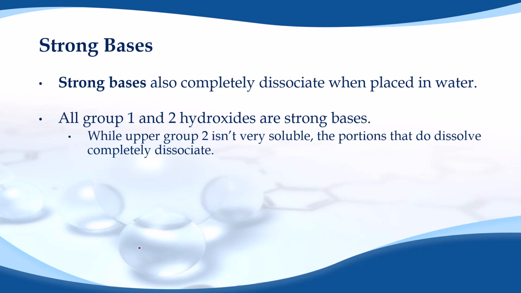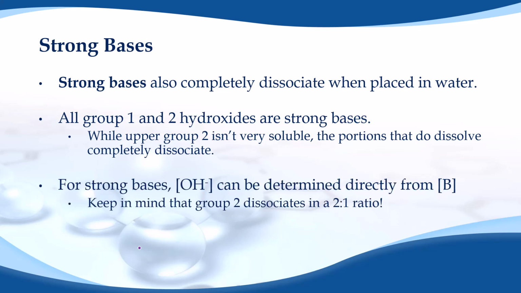And just like we said for a strong acid, the concentration of H3O plus is equal to the concentration of the acid. Here, the concentration of hydroxide you can get directly from the concentration of the base. If it's a group 1 hydroxide, the concentration of the base equals the concentration of hydroxide. If it's a group 2 hydroxide, the concentration of the base doubled equals the concentration of hydroxide because there are 2 OH ions in it.